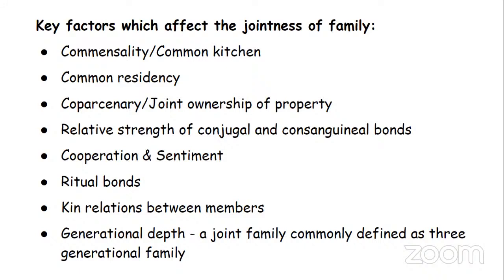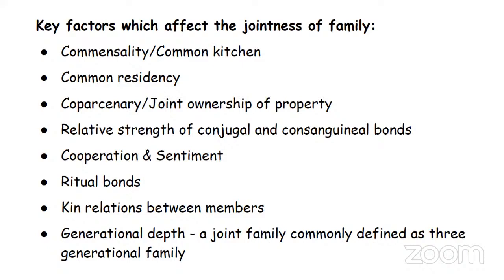It is a key factor which affects the jointness of a family. Then common residency, living together in the same house, is also a key factor. Then co-parcenary or joint ownership of property. In the case of our traditional family structures, this joint ownership of property was also a major feature.